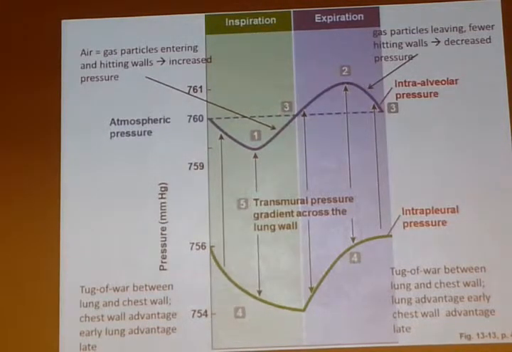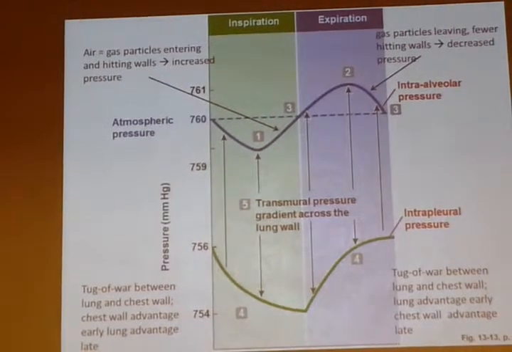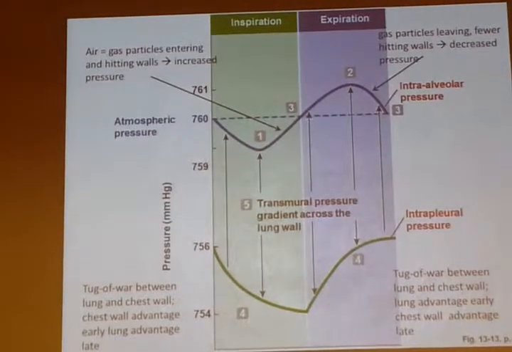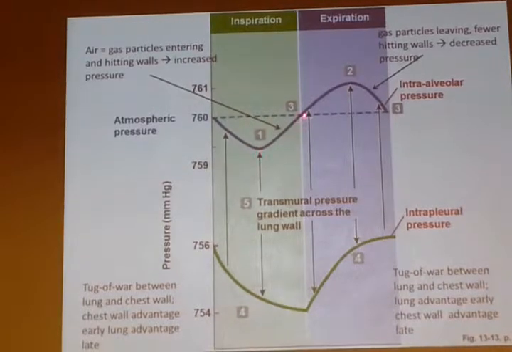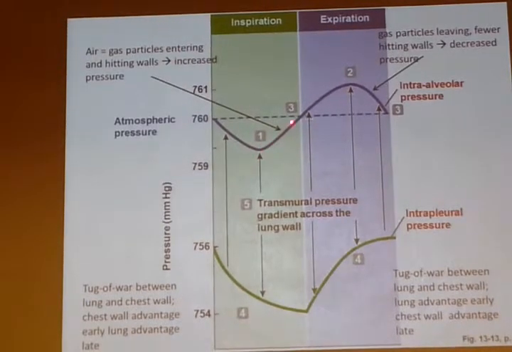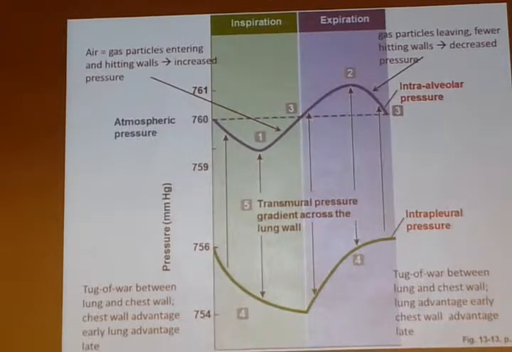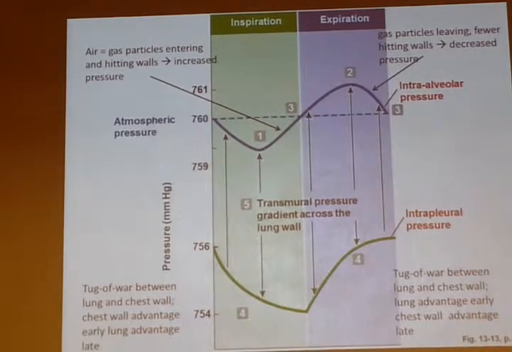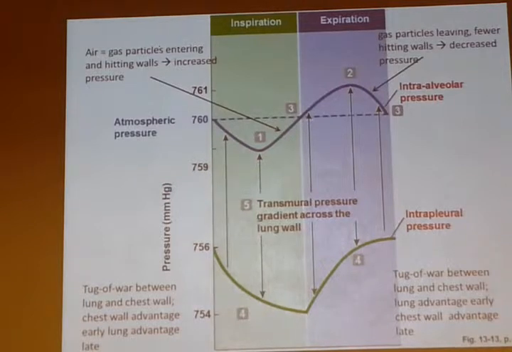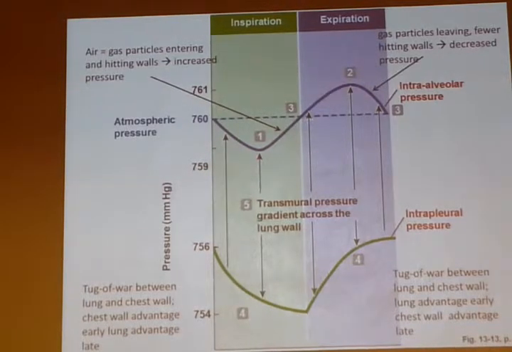A lot of it is just due to the fact that more air is coming into the lungs and hitting the walls. That's putting this pressure curve on the way back up to 760. But also this late advantage of the lungs really having more of a tendency to want to collapse inwards will help to also increase that pressure back to 760.